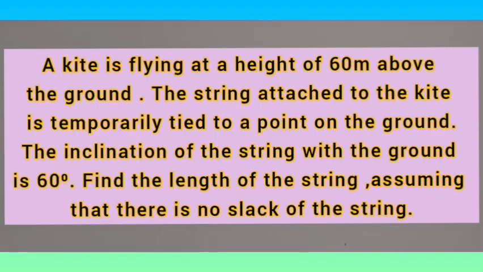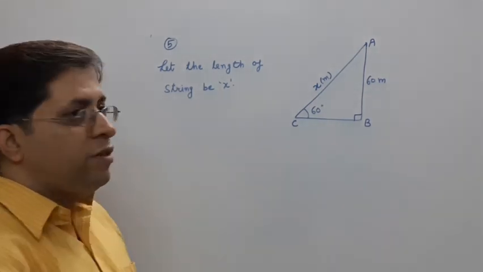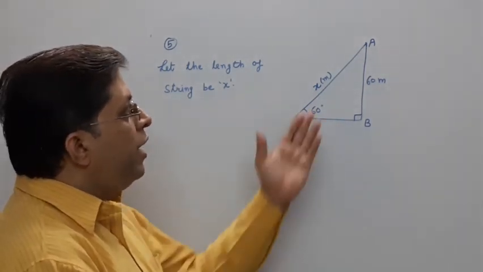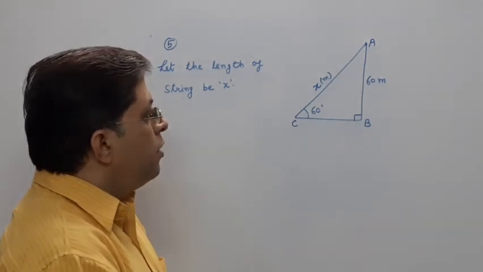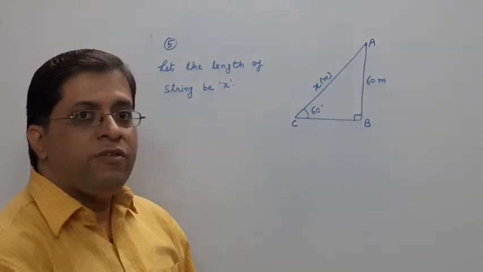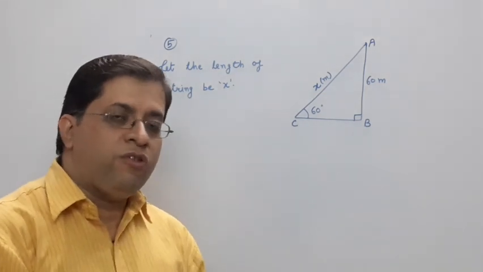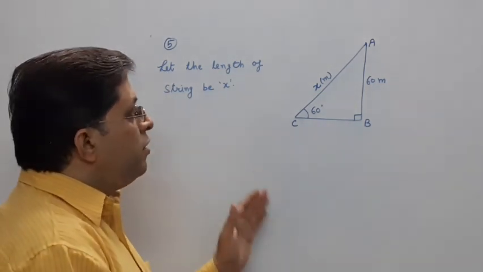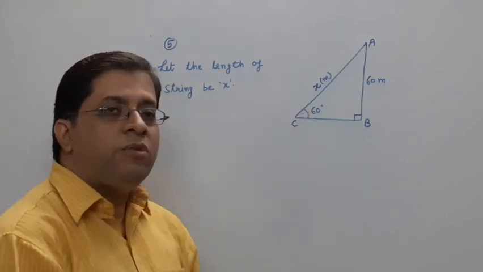A kite is flying at a height of 60 meter above the ground. The string attached to the kite is temporarily tied to a point on the ground. The inclination of the string with the ground is 60 degree. Find the length of string assuming that there is no slack in the string. What is given? The kite is at point A, and the person is standing at point C making an angle of elevation of 60 degree.